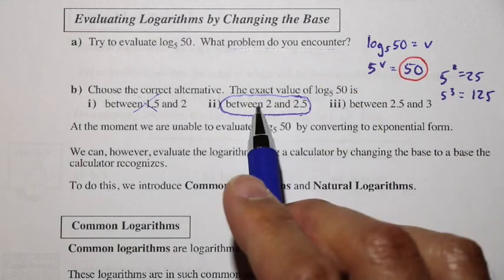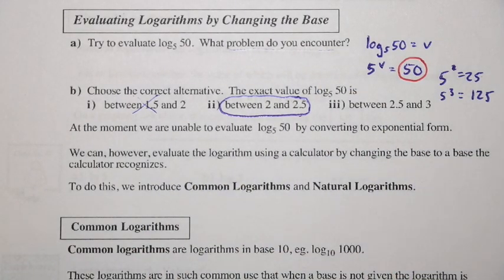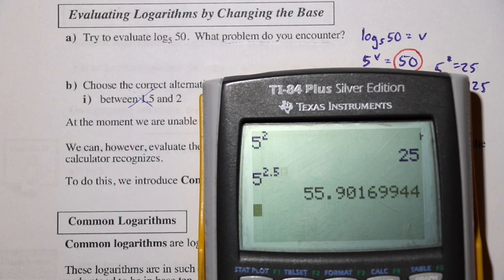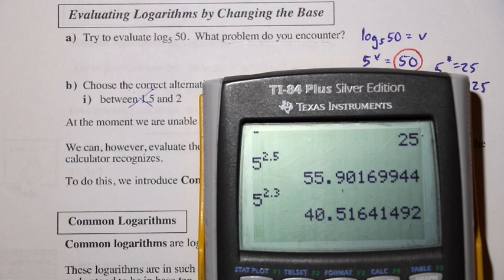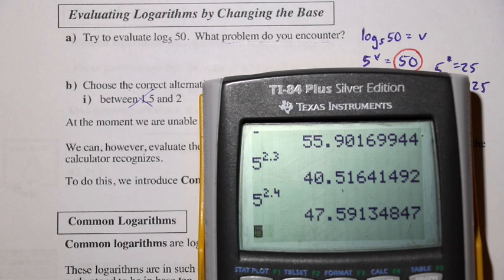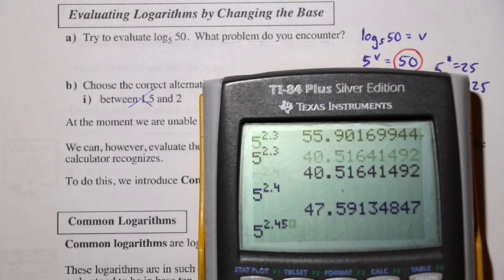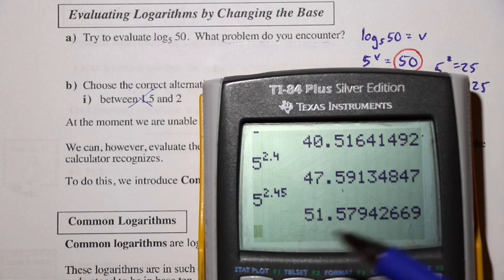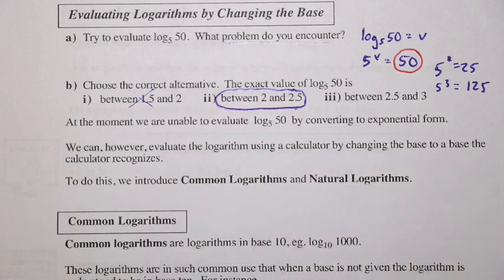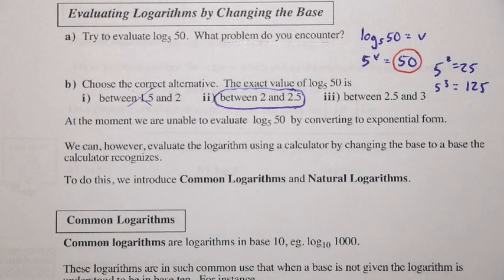We could use our calculator and make some guesses. We could say 5 squared is 25, 5 to the 2.5 is equal to 55. So we know it's less than that. So we could say 5 to the exponent 2.3 maybe, and that's too low. 5 to the exponent 2.4 is closer, and then 5 to the 2.45, we tried that. And we get closer and closer in guessing. But back when they were inventing logarithms, they didn't have calculators to do that. So it was very tedious to do those calculations.